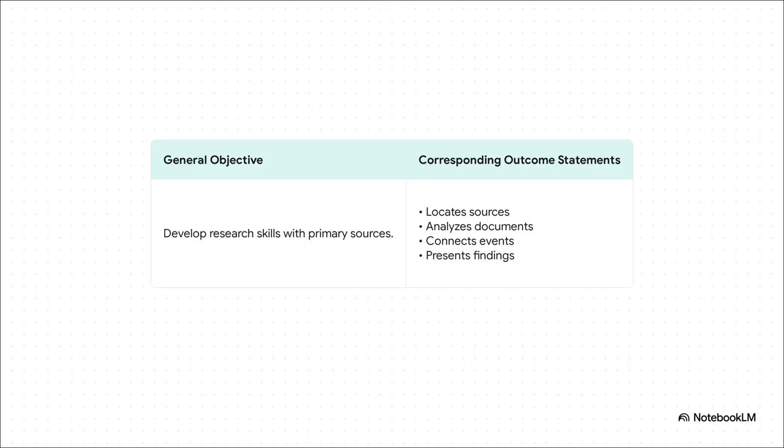This table shows that connection perfectly. You start with a general objective, like develop practical skills in researching primary sources. Okay, but what does that look like? Well, the outcome statements on the right tell you. The student can find sources, they can analyze documents, they can connect events, and they can present what they found. It's the difference between saying you can cook and actually putting a delicious meal on the table.